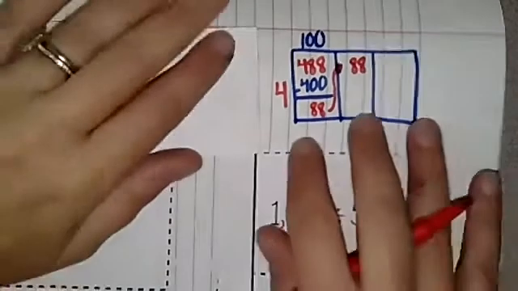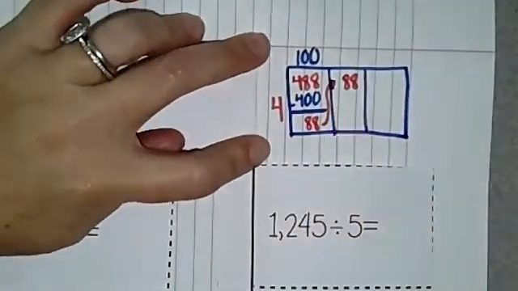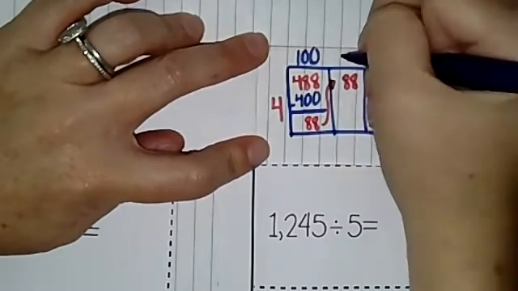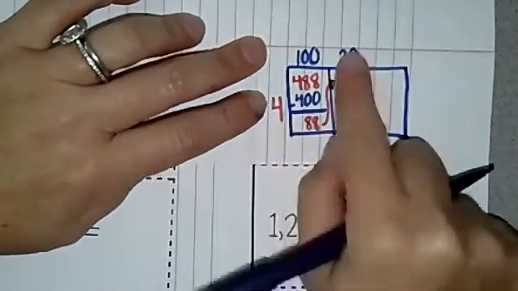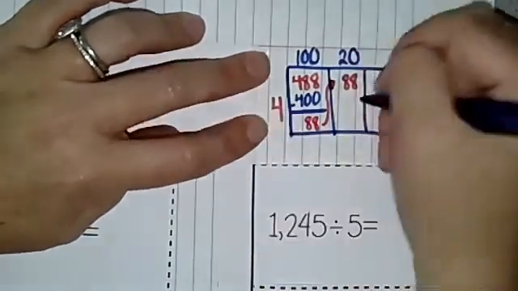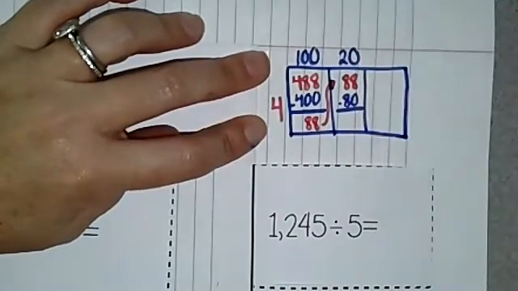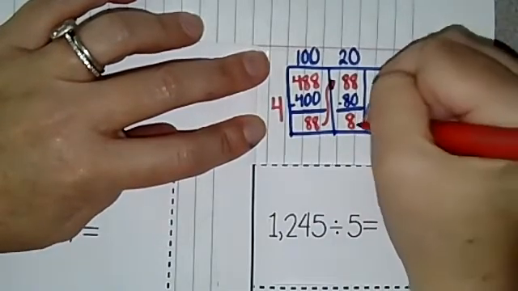All right, what number times 4 is going to get me close to 88? Nash, let's try 20. Put 20 up here. Nash, what's 4 times 20? 20 times 4 is 80. Very good. Put 80 under 88. And when we subtract, we only end up with 8. Move that up.